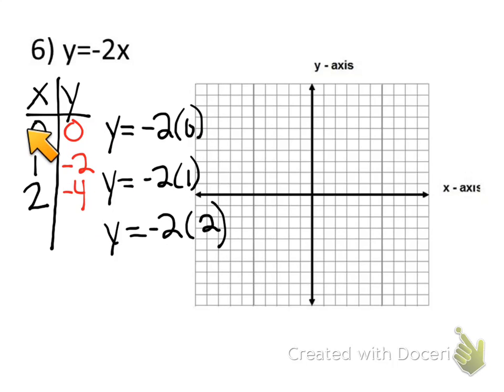Now I'm going to graph these ordered pairs. How do you graph the ordered pair 0, 0? Right in the middle. Don't do anything. Then I'm going to graph 1, -2. So the 1 tells me I'm going right 1. The -2 tells me I'm going down 2. Then I'm going to graph 2, -4. The 2 tells me to go right. The -4 tells me to go down.